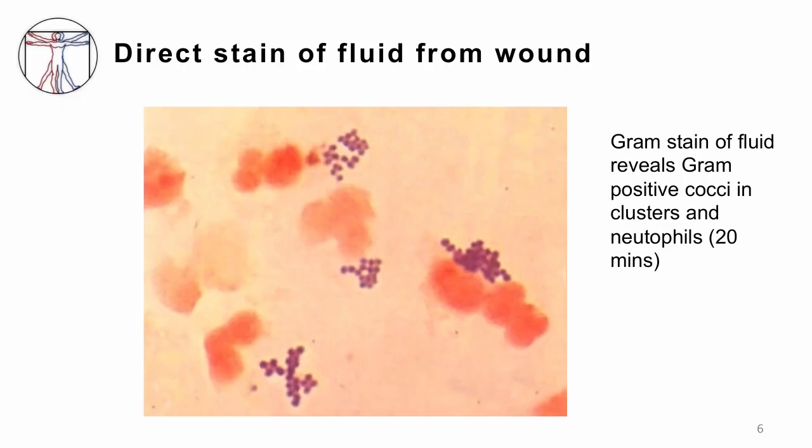This is a Gram stain from a wound, and you can see that the red circles are neutrophils, and then you can see the grape-like clusters of Staphylococcus, likely Staphylococcus aureus, and you're able to get that information in a very short period of time. But you just know that it's likely a staph species because it's gram-positive cocci in clusters.